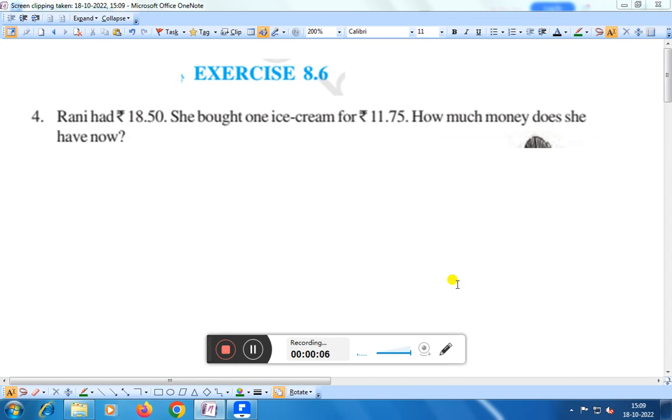Rani had rupees 18.50. She bought an ice cream for rupees 11.75. How much money does she have now? That means you have to subtract rupees 11.75 from rupees 18.50. Let us solve the problem.